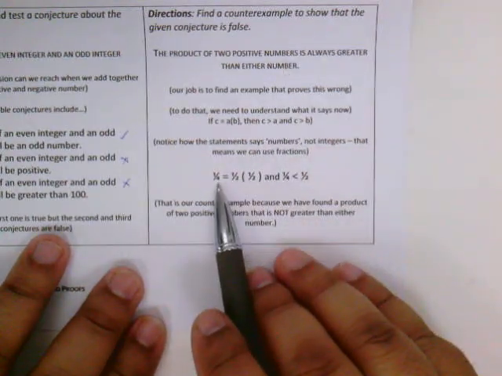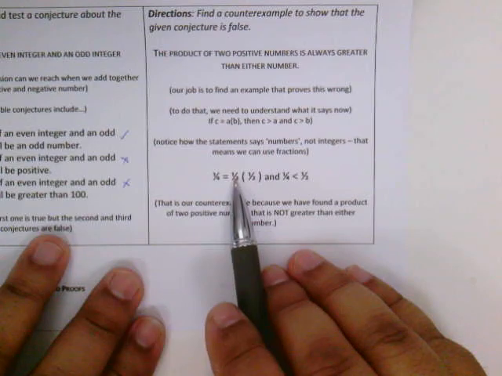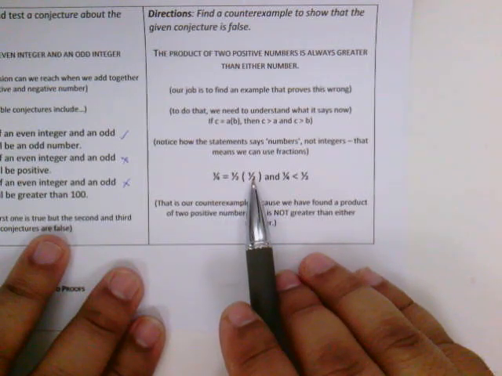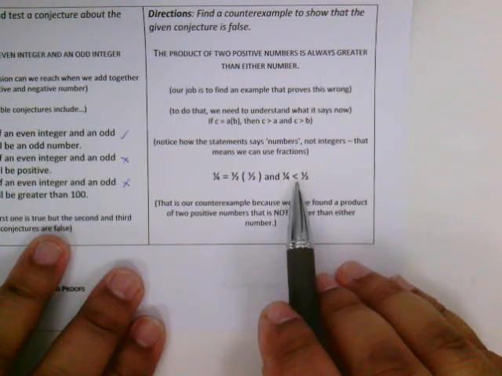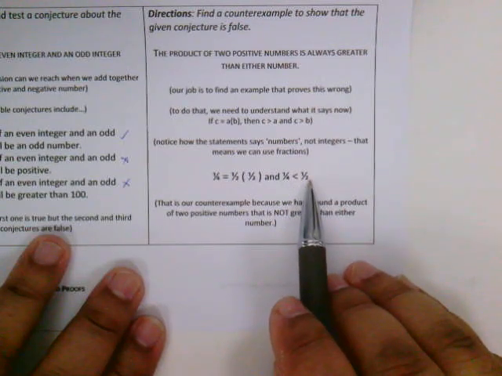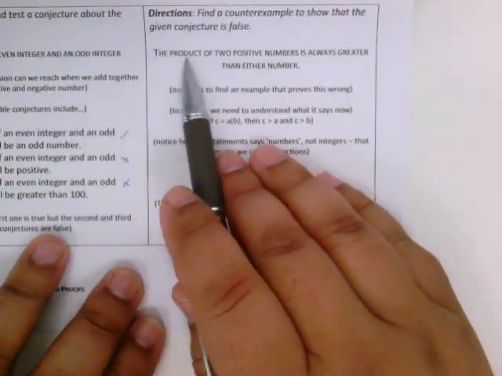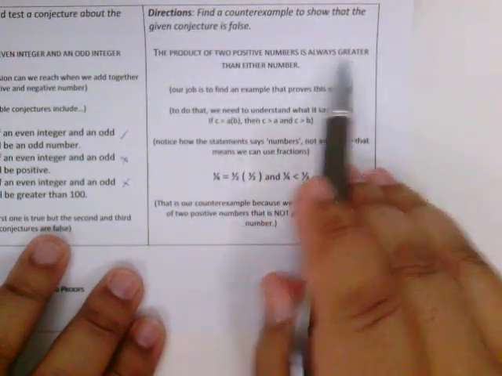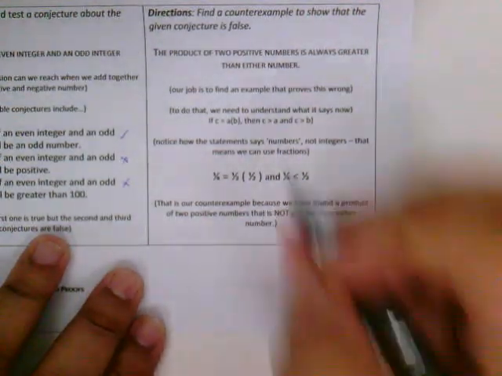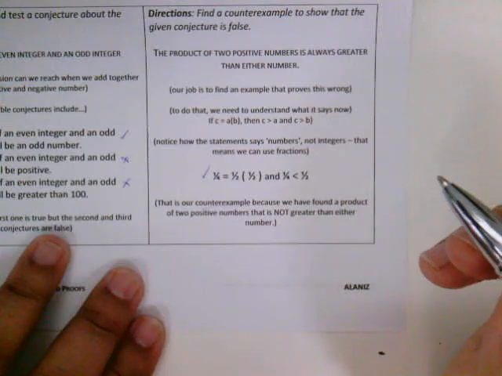For example, I use fractions. Okay. 1/4 is equal to 1/2 times 1/2. And 1/4 is not bigger than 1/2 or 1/2. A quarter is less than a half. This is an example of this exactly being wrong. You can, in fact, multiply two positive numbers and the answer will be smaller than either number. I came up with this example, and that's my counterexample. Okay? That's what we're working on in today's assignment.